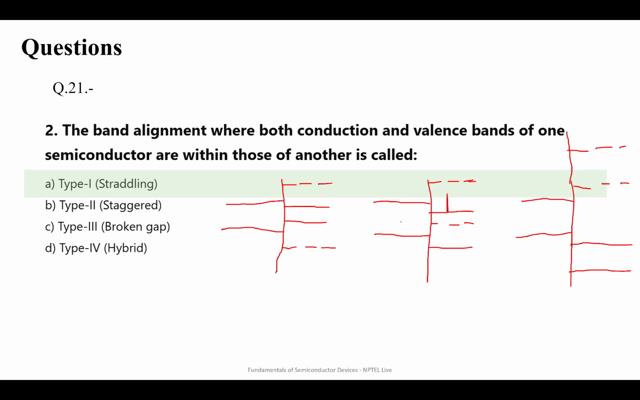Whereas in this case, both conduction band and the valence band were in the band gap of the first material. And similarly, in case of type 1, both conduction band and valence band are either inside or outside. But in case of type 2, either the valence band or the conduction band is inside and the other is outside. In type 3, both are outside. In type 3, there will be no band gap overlap.